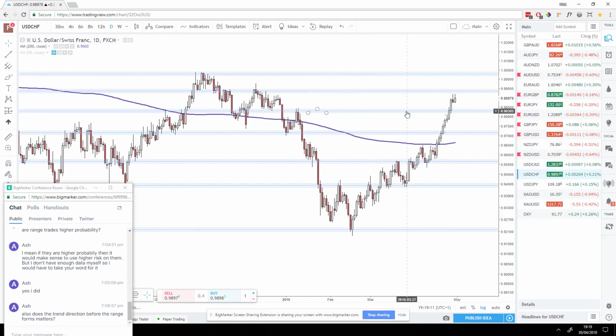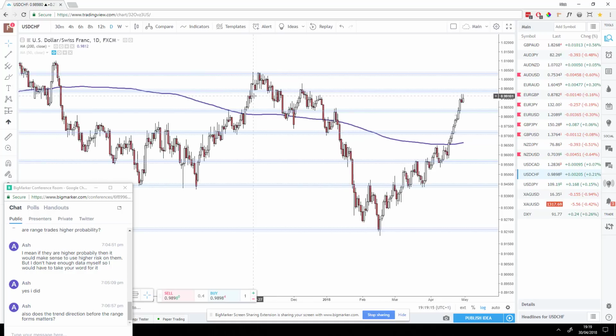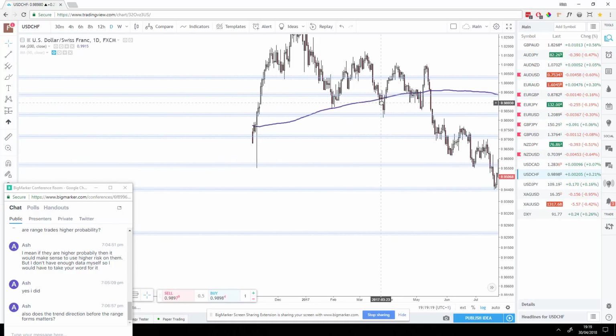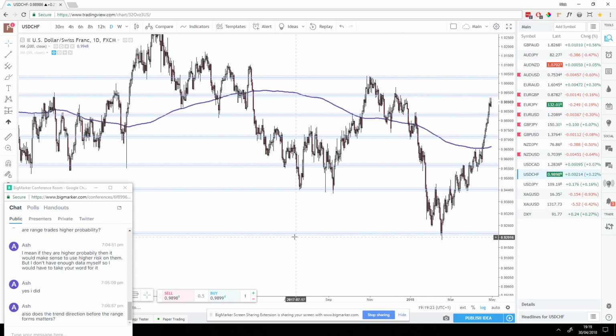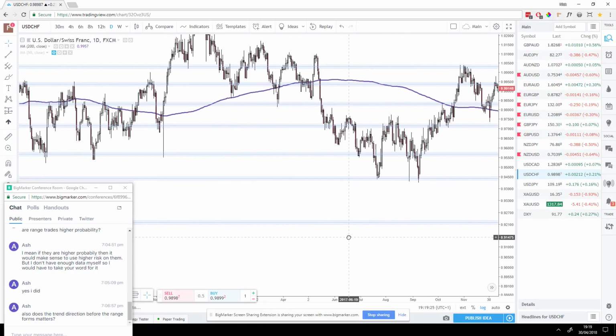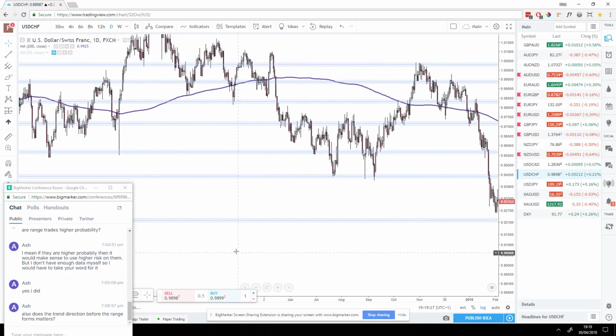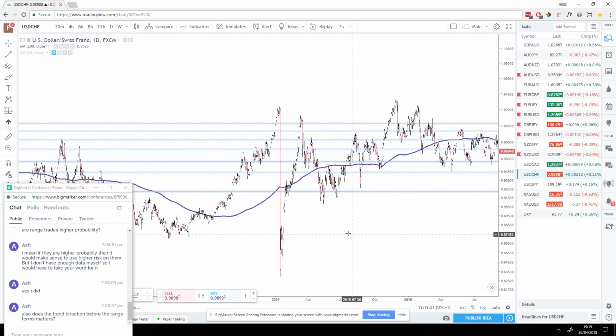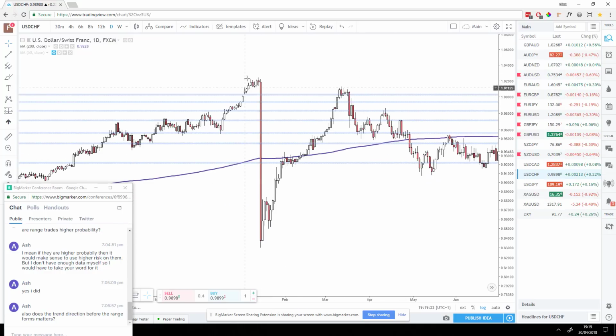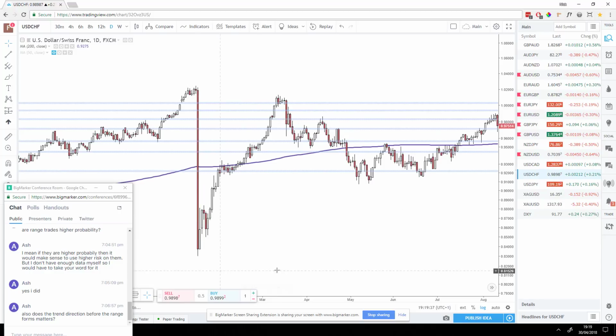Place an area there too. Now I have resistance up here based on this previous bounce and a few things through here. It's hard to get good support resistance for USD CHF, to be honest. It's a bit of a weird pair. See that big drop in 2015 January that hurt a lot of traders.